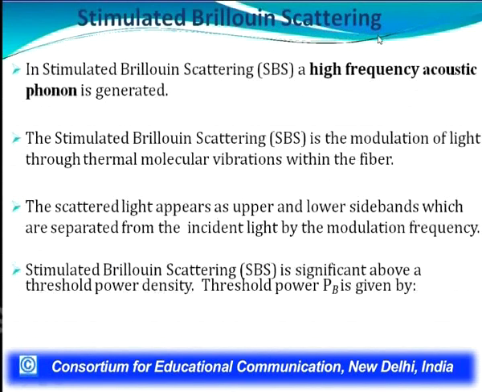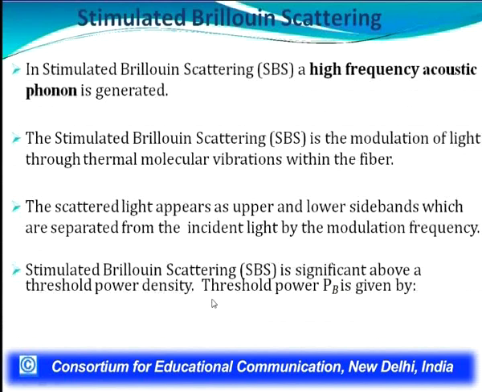Now stimulated Brillouin scattering. In this type of scattering we have high frequency acoustic phonon generation. Here stimulated Brillouin scattering is the modulation of light through thermal molecular vibrations within the fiber. This type of scattering takes place because of the thermal modulation and molecular vibrations. The scattered light appears as upper and lower side bands which are separated from the incident light by the modulation frequency. Both have different frequencies.